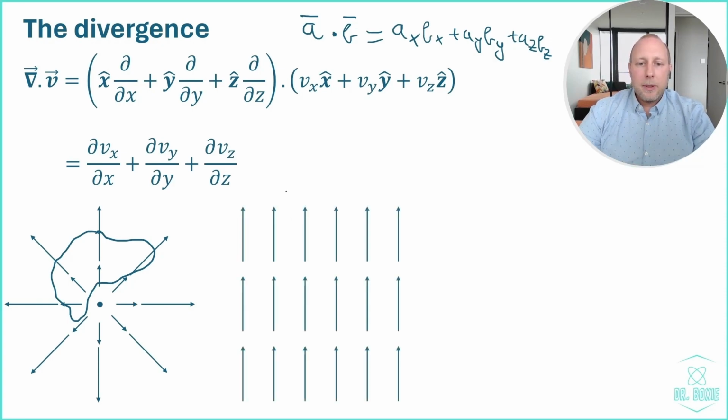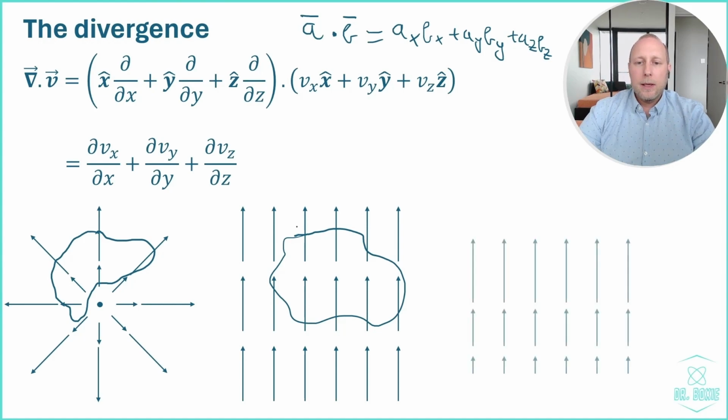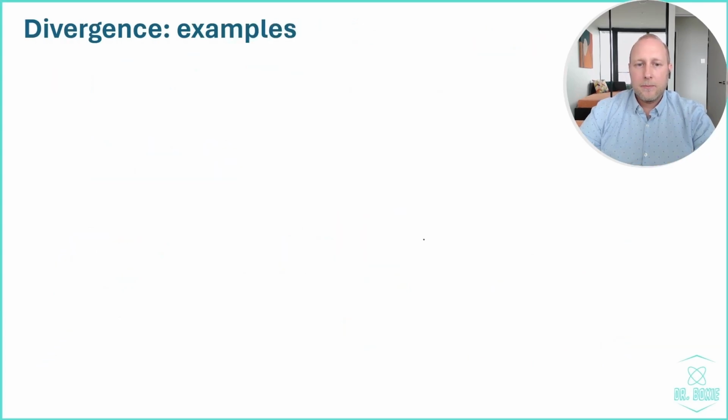If we look at another example, this vector field, it's a constant vector field. Any closed shape I would take, there is as much vector field going in as there is coming out, so the divergence of that will be zero. And if we take this vector field, notice that as you go higher and higher, the magnitude of the vectors increases. So if I take some closed shape, the amount of vector field going out will be larger than the amount coming in, and so the divergence of this thing will also be positive. Let's try to actually calculate the divergence for these three examples.